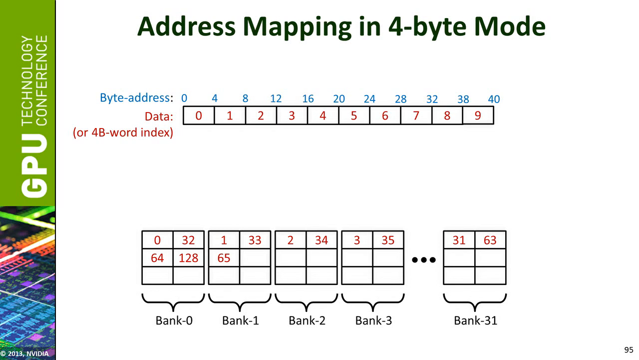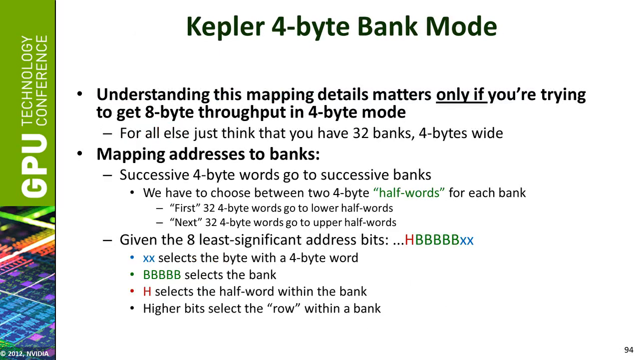And if you want to know exactly how hardware does it, you can take the memory address in bits, and the lowest order bits just identify bytes within a 4-byte word. These bits identify the bank, and so on. If you want, this is the specifics for you to look at. So that's how shared memory operates.